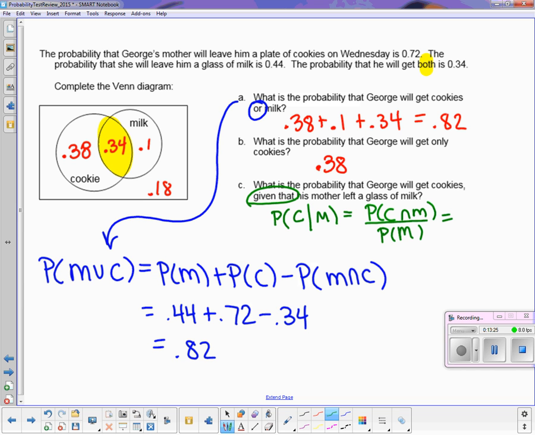Cookies and milk is what number? 0.34. And probability of milk, no. Probability of milk is all of milk. 0.44. Okay? Which happens to be 0.7727. Okay?